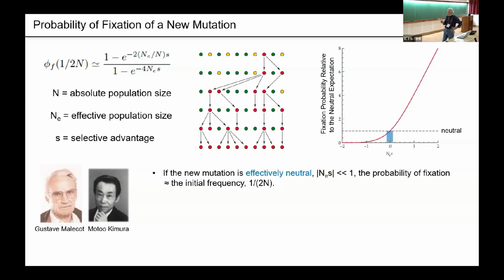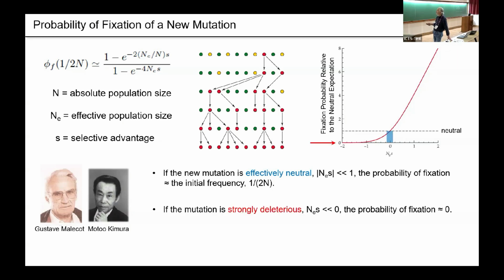I just want to focus in on three parts of this curve. If NeS, the ratio of the strength of selection and the strength of drift, is much less than 1, in the range of plus or minus 0.1, then your probability of fixation is the neutral probability of fixation, 1 over 2N. That's the initial frequency. So if selection's weak, it doesn't matter.